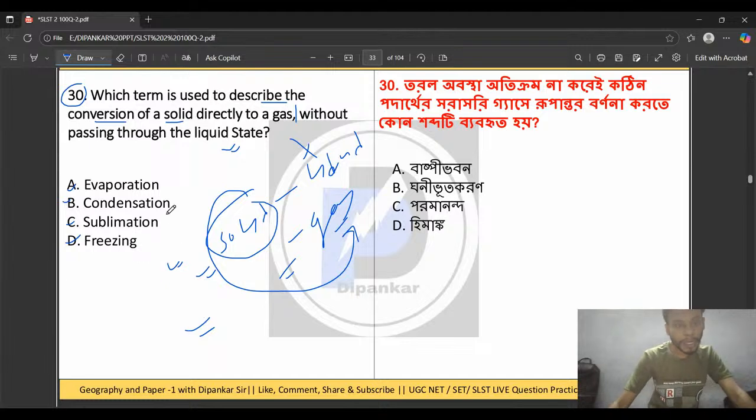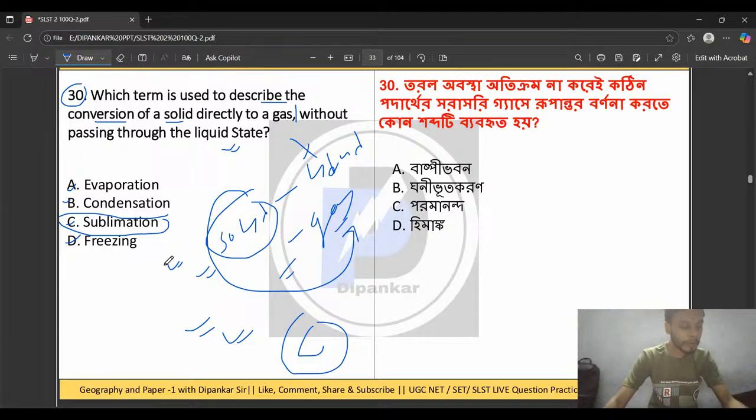So the right answer will be sublimation. The right answer to question 30 is sublimation. The term sublimation is used to describe the conversion of a solid directly to a gas without passing through the liquid state.